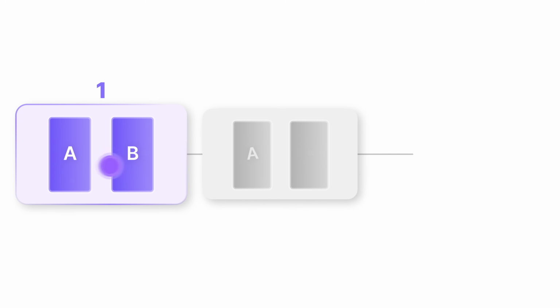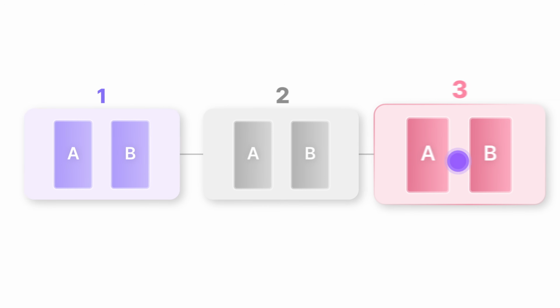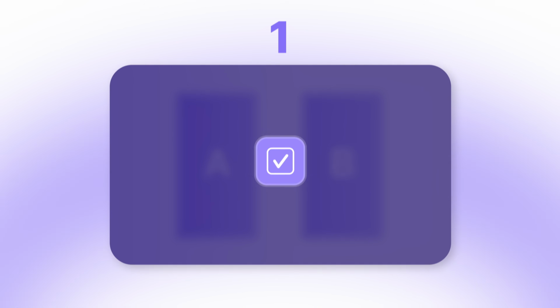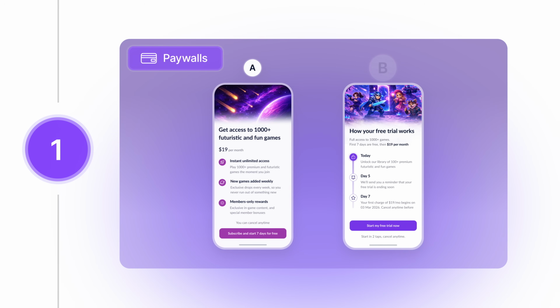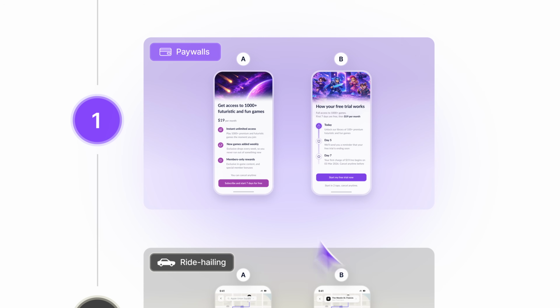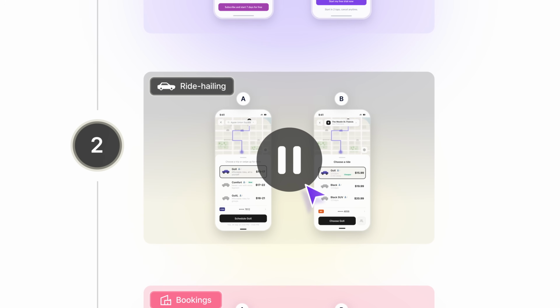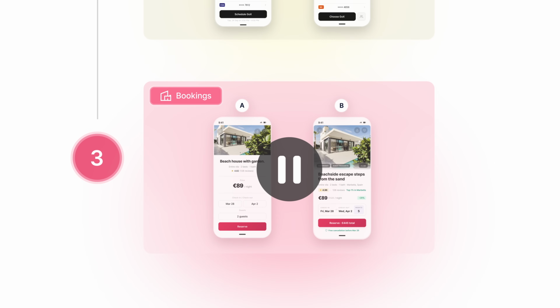Today we're breaking down 3 A/B tests for maps: paywalls, ride-hailing, bookings, that will completely change how you think about interface design. You're going to love it. For each one, we're going to show you 2 screens, A and B. They look really similar. Both look fine, but one of them performs dramatically better. Pause the video on each one and see if you can spot which one won before we explain it.